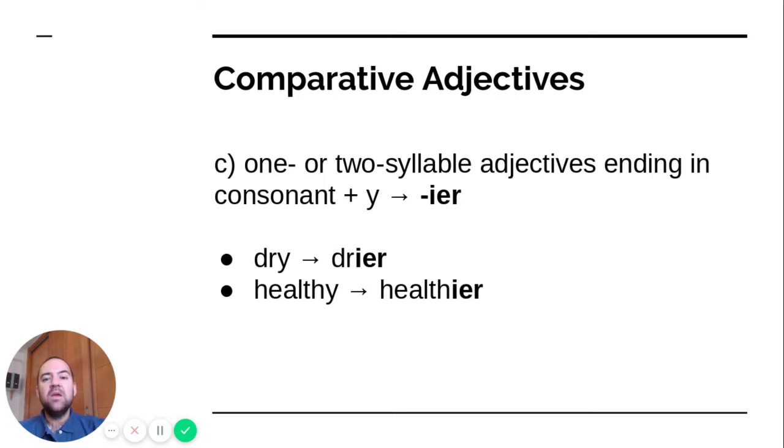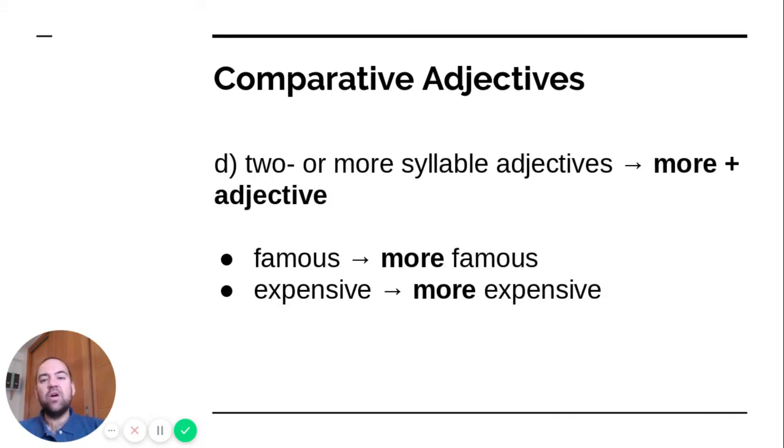Third type, if it's a one or a 2-syllable adjective ending in consonant and y, like dry or healthy, okay, we take away the y and we give it an i, and then er, yeah? Dry, drier, healthy, healthier, happy, happier, yeah? It always follows this rule. Okay, here we have one of the complicated ones.